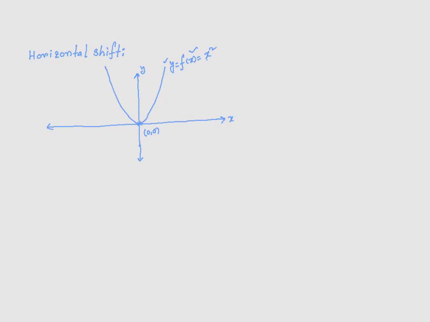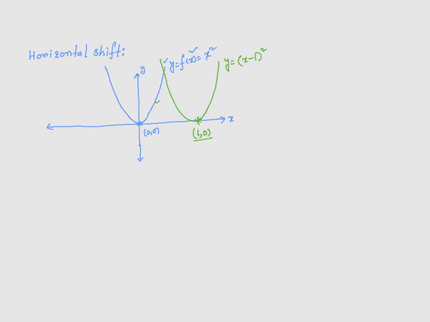Now, I am going to shift this function to the right or to the left by making some changes. Let's look at this new function, which is in green. It is basically the exact same function. I shifted it to the right by 1 unit. Now the vertex is at (1, 0).